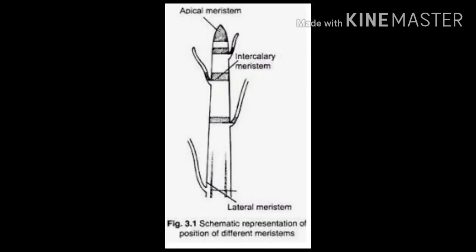Clear? So simple permanent tissue, if you have to write one function of simple permanent tissue, then you will write it provides support and protection. Clear? Just one line is enough to write the function of simple permanent tissue. And one function of complex permanent tissue, then you will write it conducts nutrients and water. Clear? So in one line you can mention the function of simple permanent tissue and complex permanent tissue.